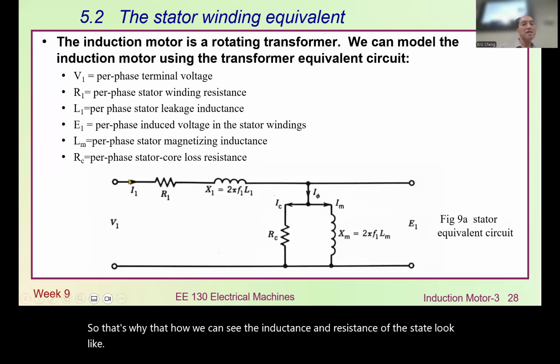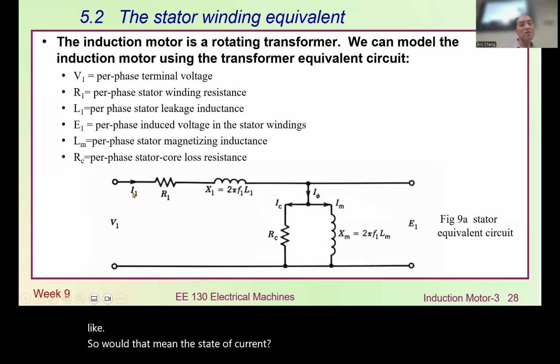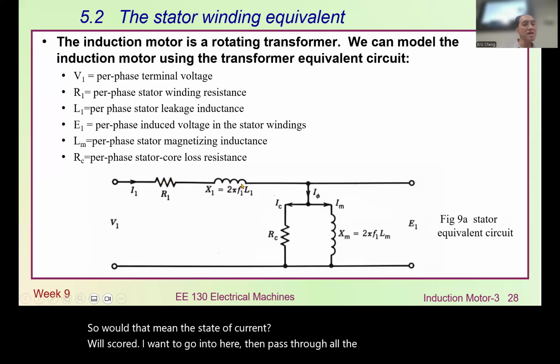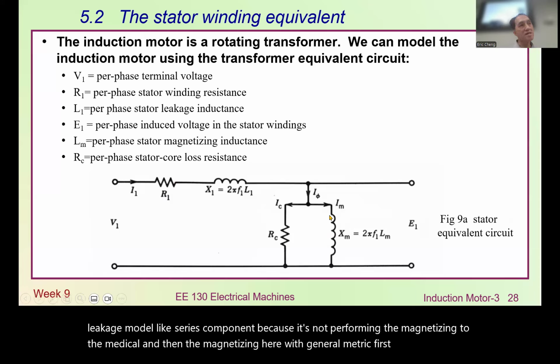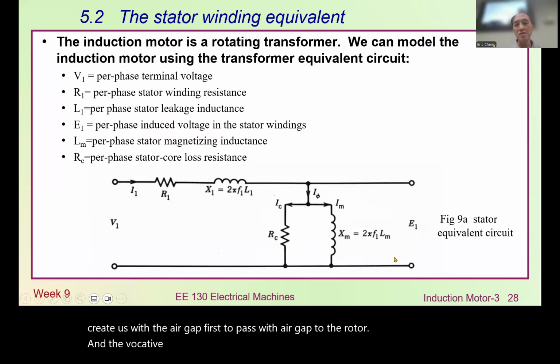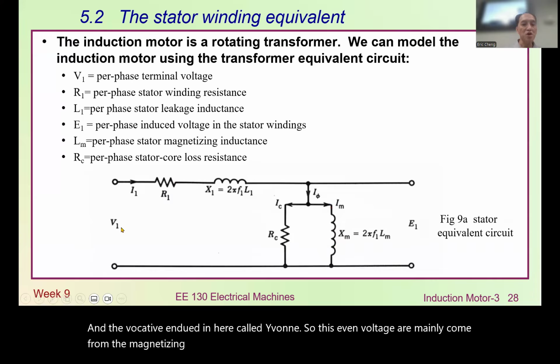So the stator current, called I1, will go in here and pass through all the series components. The leakage looks like a series component because it's not performing the magnetizing of the magnetic core. The magnetizing inductance here will generate magnetic flux, which creates the air gap flux that passes through the air gap to the rotor. The voltage induced here is called E1, which mainly comes from the magnetizing inductor. The input voltage comes from our per phase voltage, the phase voltage appearing here.